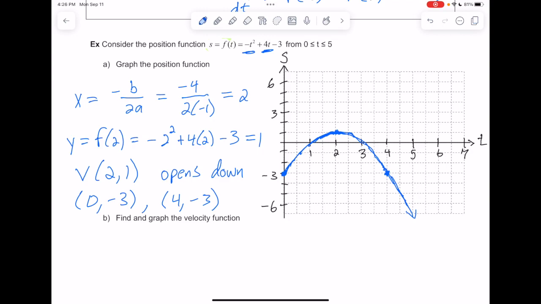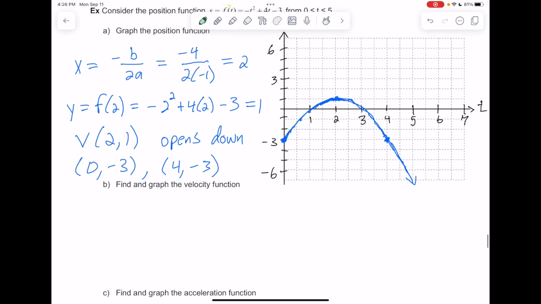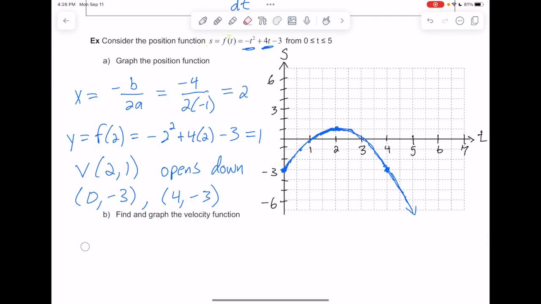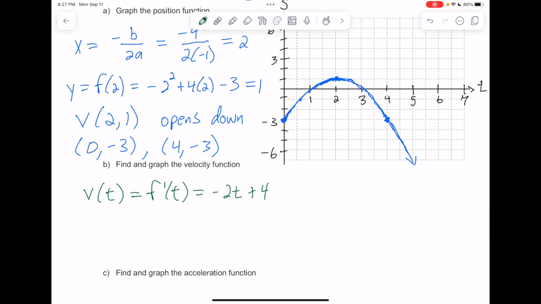Now let's find and graph the velocity function. So I'll go ahead and change my color here and start working in green, just so we can tell the difference between the two. If you want to graph the velocity function, the first thing you need is the velocity function. So the velocity function, v of t, would be f prime of t. And taking the derivative of that function, we'd get negative 2t plus 4. So that one's pretty nice and easy to graph because it's linear.